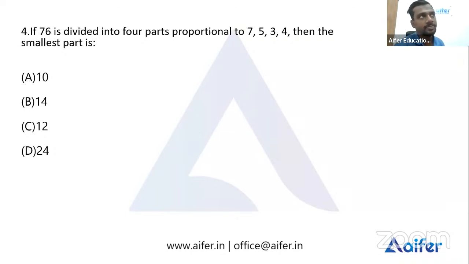Okay, so here in this question, listen to the question clearly. We'll be doing this as the fourth and final question for the day. So we have 76 is divided into different parts proportional to 7, 5, 3, 4.